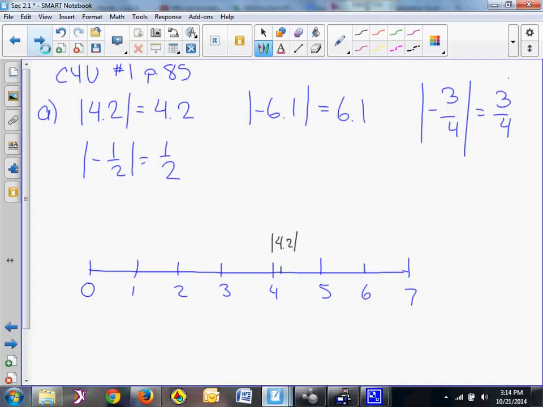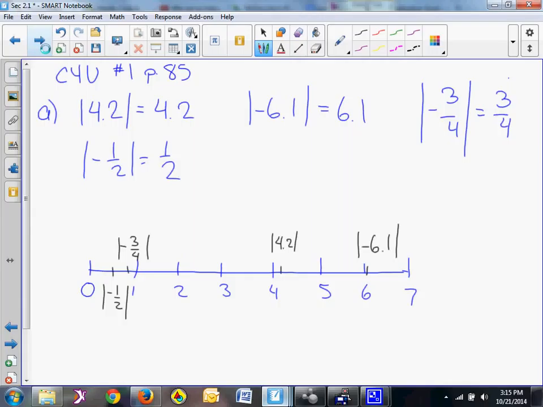Then the absolute value of negative 6.1 is 6.1. That's between 6 and 7, way closer to 6. So I'm going to put it there. Next, I'm going to do the absolute value of negative 3/4, which is 3/4. It's going to be between 0 and 1, 3/4 of the way between those. And then the absolute value of negative 1/2 is 1/2, which is halfway between 0 and 1, right here.